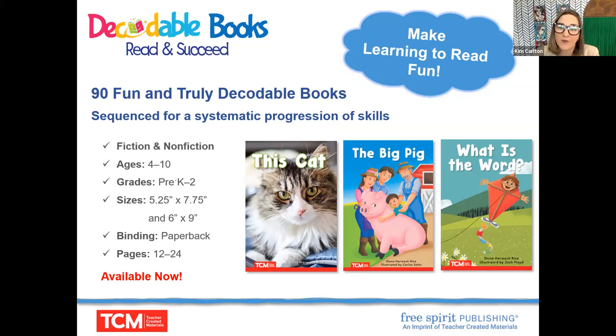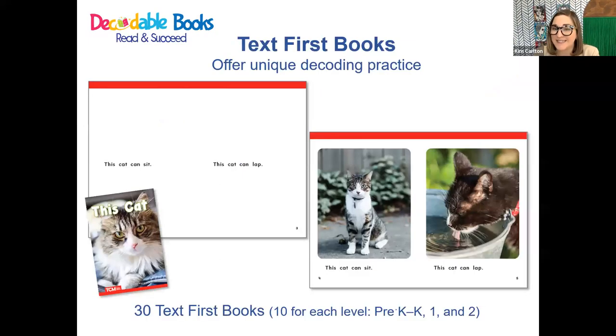A majority of the words used can be sounded out based on the sound-spelling relationships that students have learned. These books contain few to no new vocabulary words that are not decodable or sight words. These titles align with both the science of reading and structured literacy. Next. This is an example of one of the text-first readers.